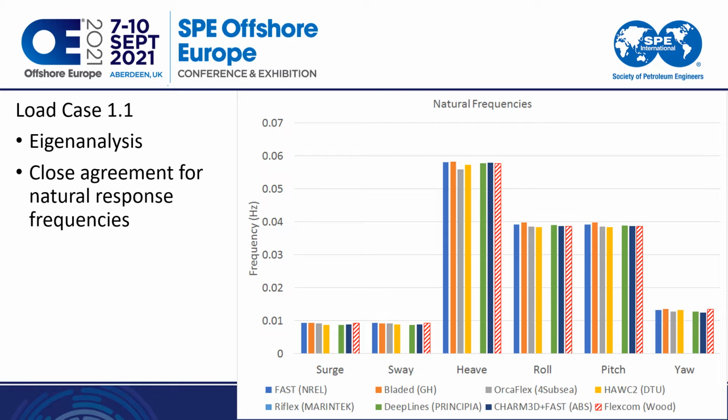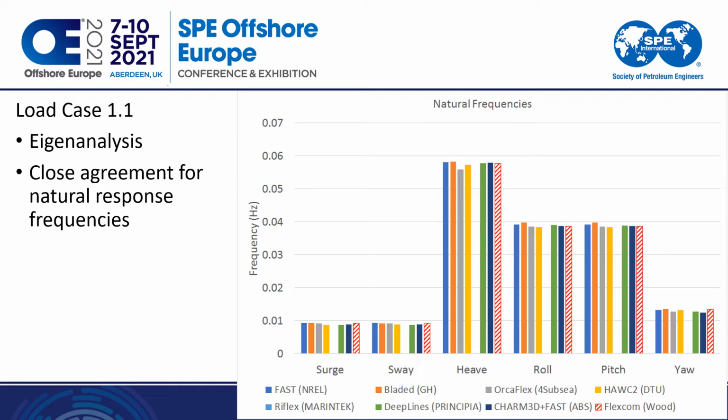Looking first at load case 1.1, which is the Eigen Analysis, or the mode analysis as it's sometimes called. This tells us the natural frequencies and natural periods in the different degrees of freedom for the floating offshore wind turbine. As you can see from the graph there, all of the software tools are in close agreement for natural frequencies in the various degrees of freedom.